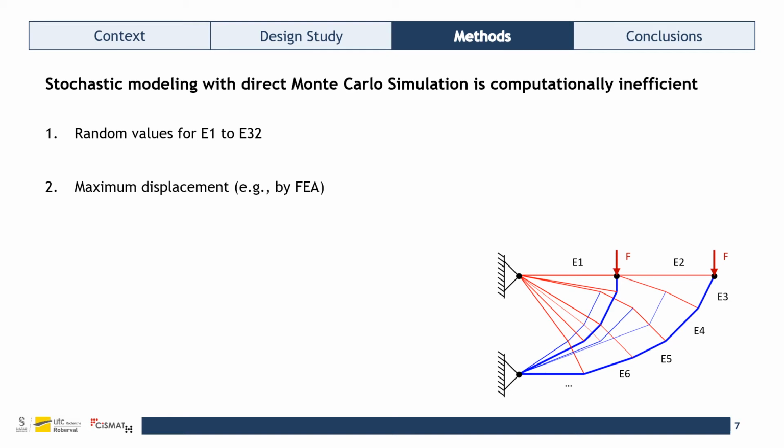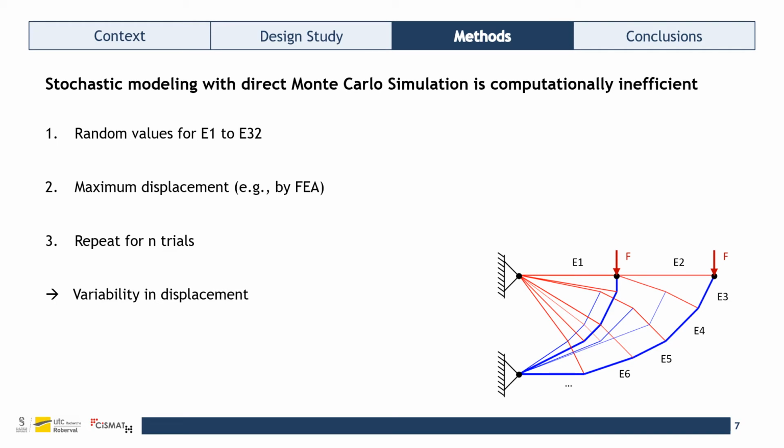Then the maximum displacement of the structure is determined by using finite element analysis. Then the first and second step are repeated for a number of n trials. Finally, the variability in displacement is calculated from the obtained mean value and standard deviation of all trials.